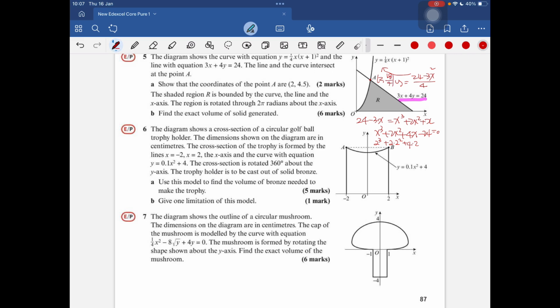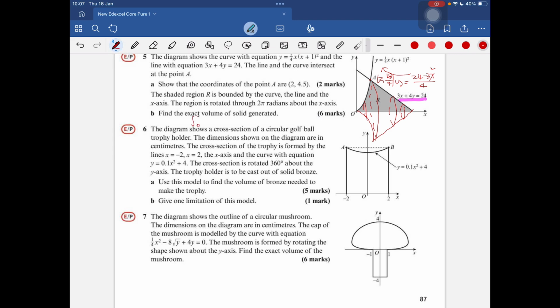So now we make the revolution, rotate through 2 pi radians about the x-axis, like here. We can find the solid like this. So there are 2 different parts. This is not between 2 curves. This is just one curve, but 2 intervals.